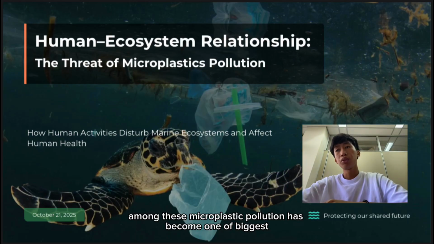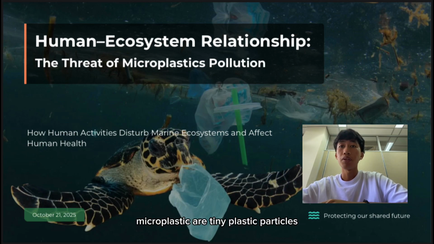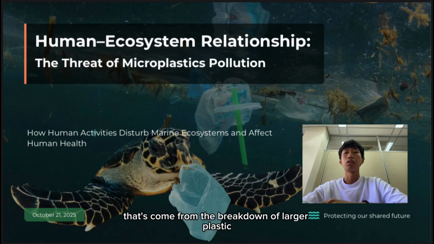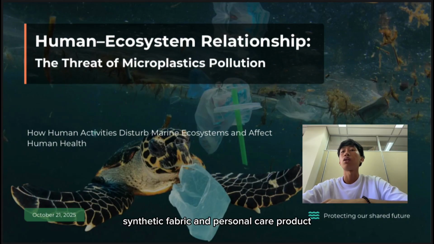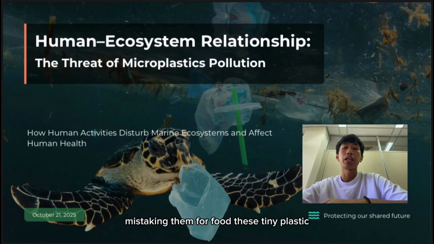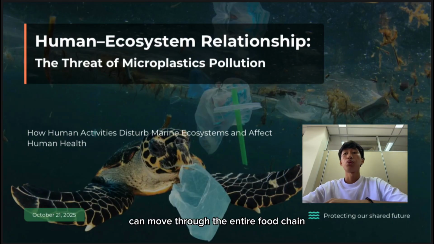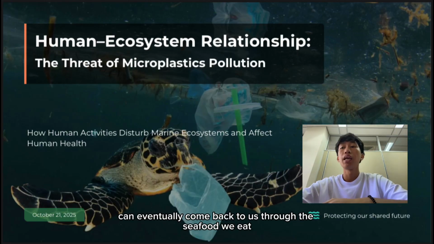Among these, microplastic pollution has become one of the biggest environmental threats. Microplastics are tiny plastic particles that come from the breakdown of larger plastic, synthetic fabric, and personal care products. They are so small that marine animals easily swallow them, mistaking them for food. This tiny plastic can move through the entire food chain, from fish and shellfish to humans. As a result, what we throw into the ocean can eventually come back to us through the seafood we eat.